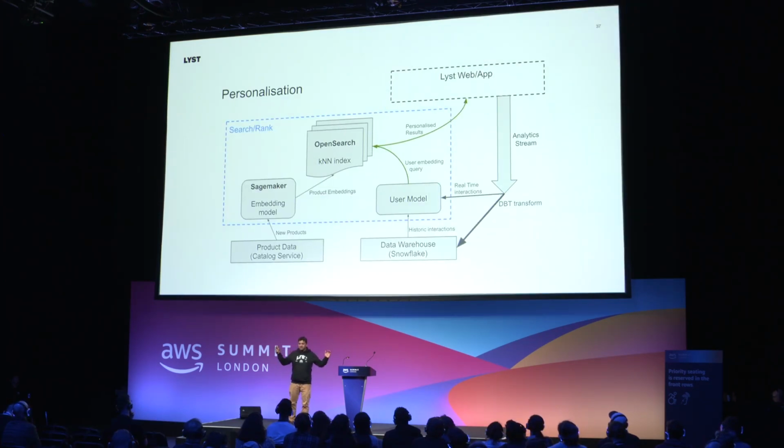I'll put in one or two technical diagrams, not very technical, vastly oversimplified, of course, but showing how the systems work. On the left, we have our product data, new products coming in, going through SageMaker, generating those embeddings, going to OpenSearch. And on the right, we have the Lyst product. People are using it, browsing it. We generate an analytics stream of which products they have interacted with.